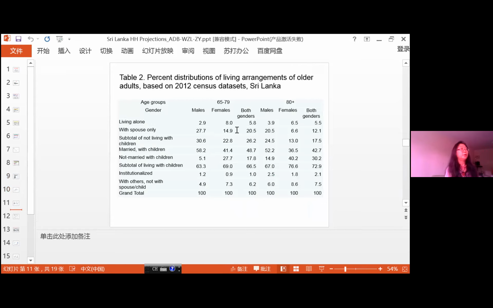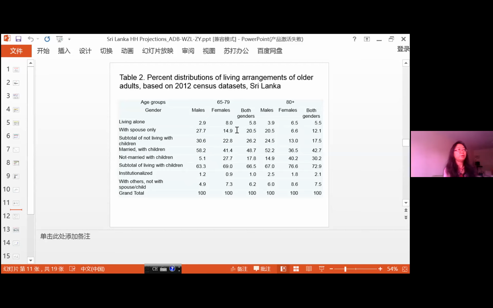And this is a result of living arrangement. So we can see there's quite a differential between genders. For example, for living alone in the younger age groups, there's a much higher percentage of females living alone, 8%, in comparison to males, almost 2.9%. It's much higher. And for the older groups, it is the same pattern.